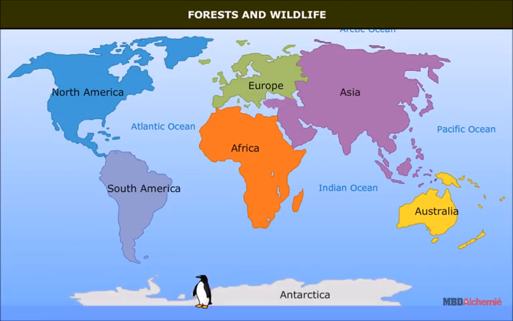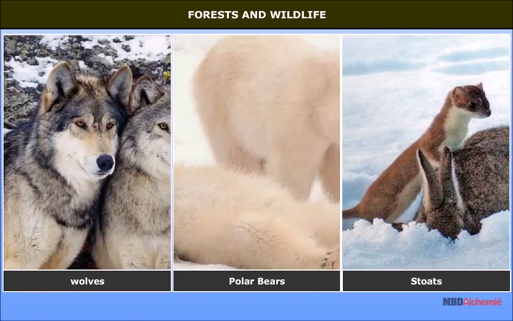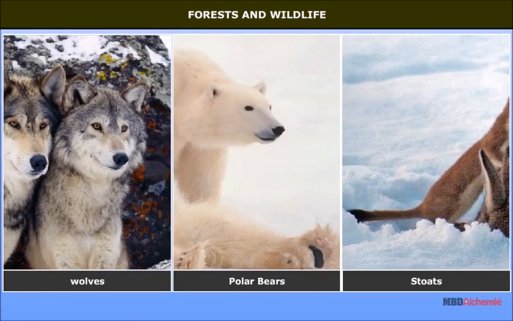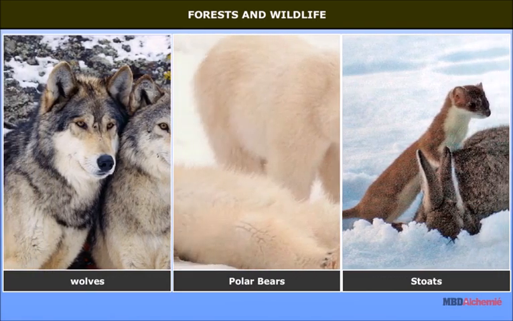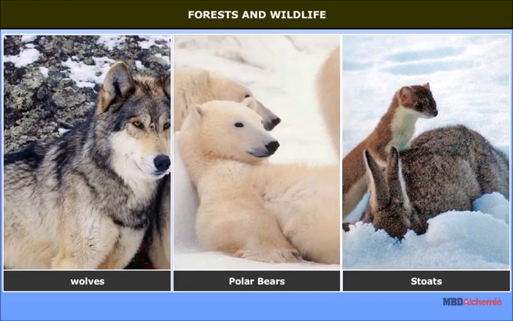In Antarctica, there are at least 5 varieties of penguins that are permanent residents and about a dozen more that come and go. Carnivores include wolves, polar bears, and storks. A heavy coat of fur and a thick layer of fat beneath the skin protects them from the extreme cold.